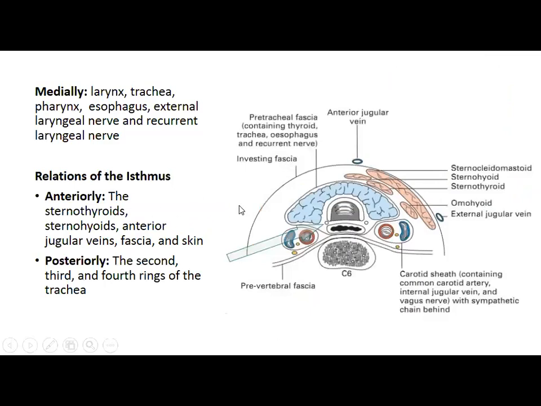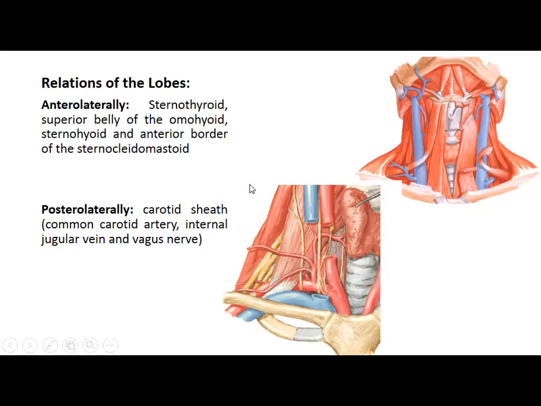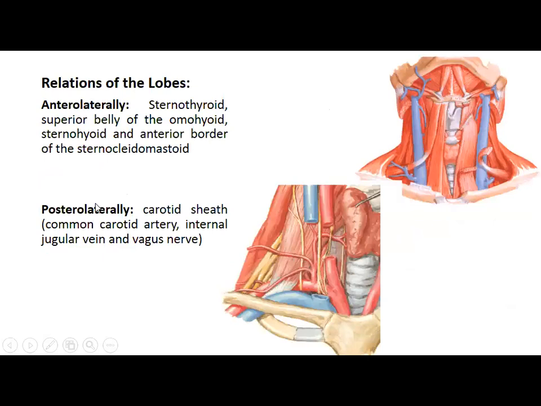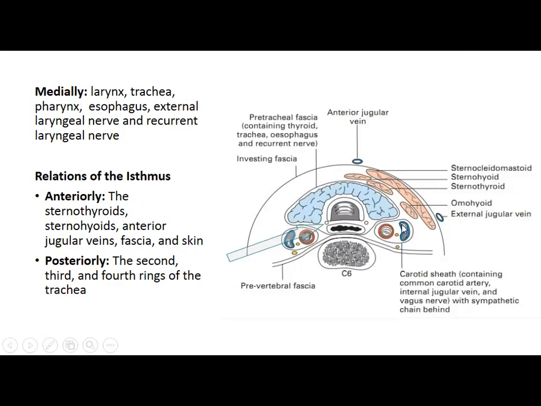If you see, this is the cross section of the neck. Taking a section of the neck here, this is how you can see. Here, this is the thyroid gland. Behind that, there is a sheath here. This is called the carotid sheath, covering the common carotid artery, internal jugular vein, as well as the vagus nerve. All these are covered by a sheath called the carotid sheath. This is the posterolateral relation. It is a very important relation because there are three structures which are very important clinically.